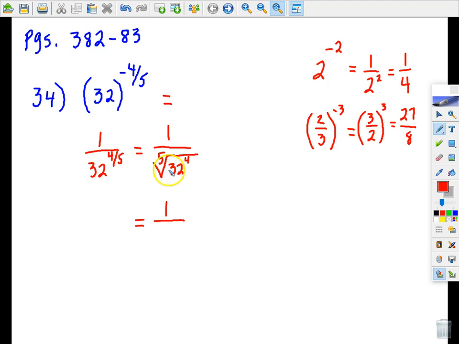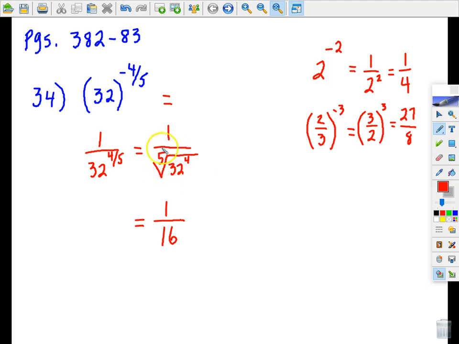Let's just think about this really in 2 parts. Let's think about what the 5th root of 32 is. Okay, the 5th root of 32 is 2. All right, 2 to the 5th power is 32. So now that we found the 5th root of 32, we just want to raise 2 to the 4th power, and that would be 16.